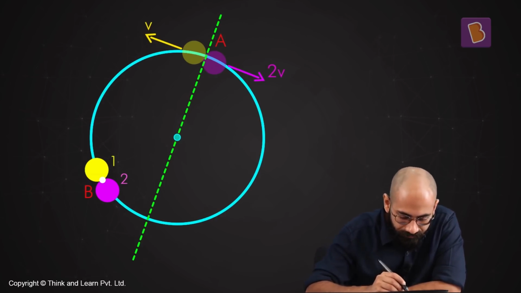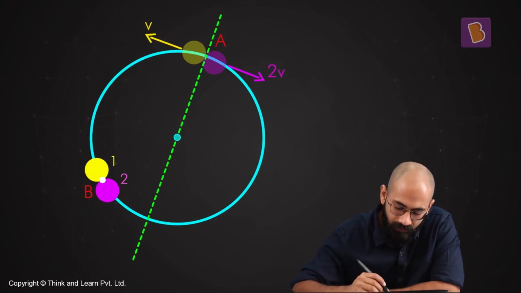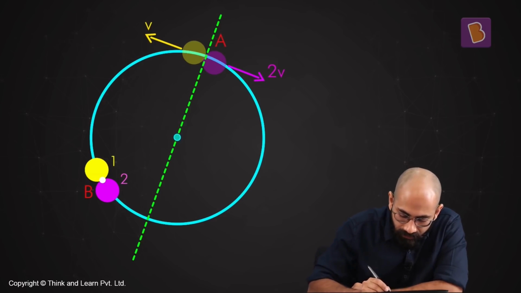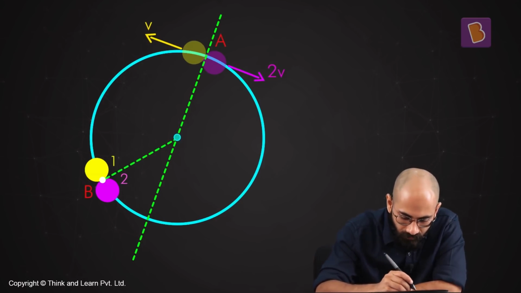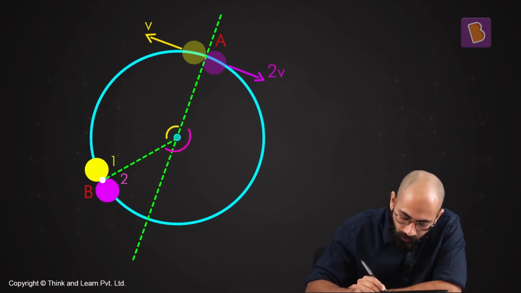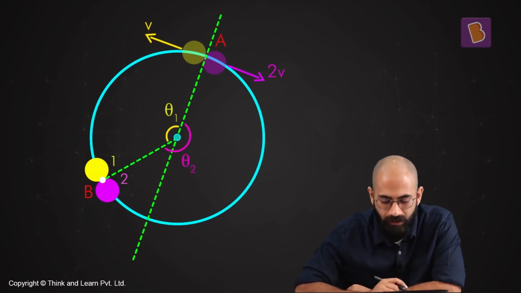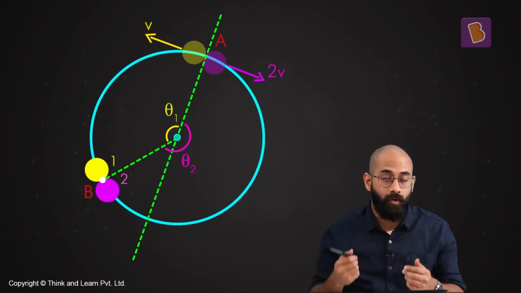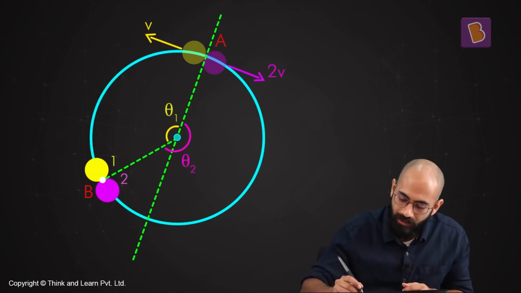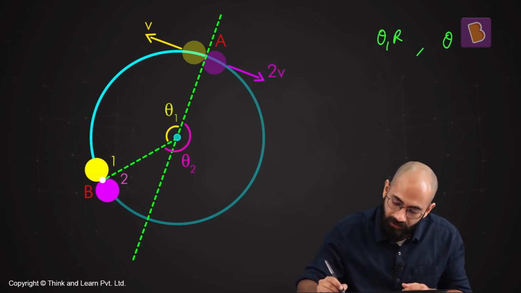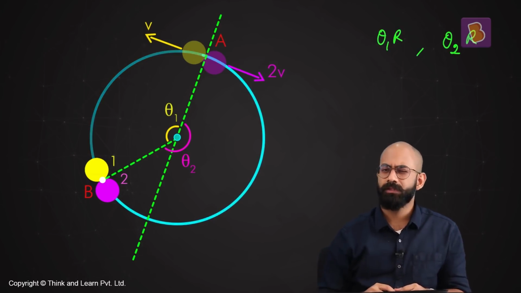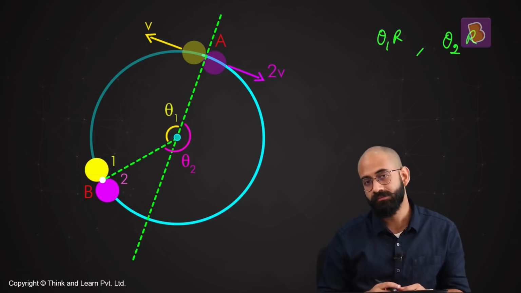So let's say this is the center, this is point A, and this is point B. Let's say this is theta. Let's call this theta 1 and this theta 2, right? Then particle number 1 is traveling through a distance of theta 1 r, and particle number 2 is traveling a distance of theta 2 r, correct? R being the radius of the circle.